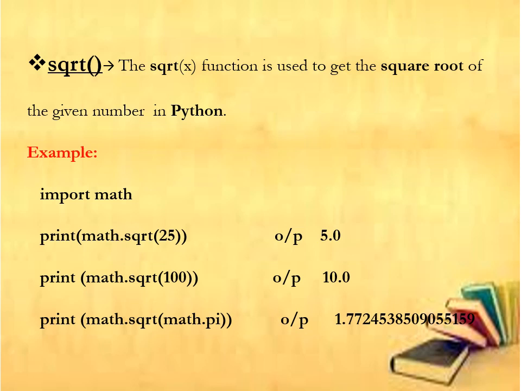If I am taking 100, then the sqrt function will find the square root of 100 and that will be 10. If I am writing math.sqrt(math.pi), the sqrt function finds the square root value of pi and that will be 1.77.